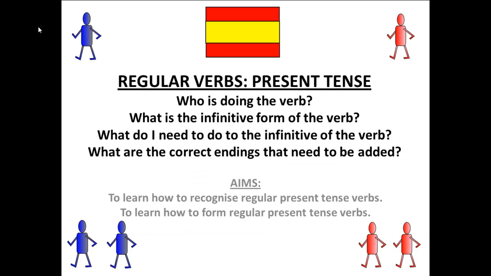Today we've looked at Spanish regular verbs in the present tense. We've looked at who's doing the verb, what is the infinitive form of the verb, and what do I need to do to the infinitive of the verb? What are the correct endings that need to be added? Our aims are to learn how to recognise regular present tense verbs and to learn how to form regular present tense verbs as well. I hope you found it useful.